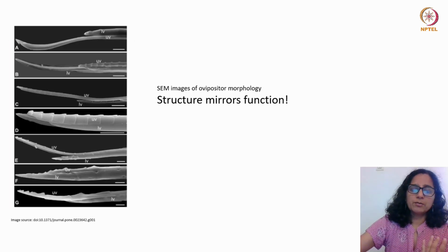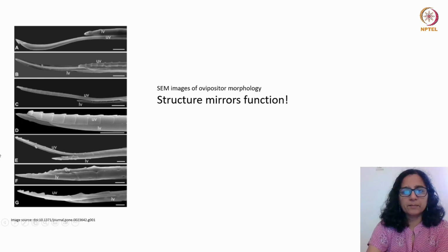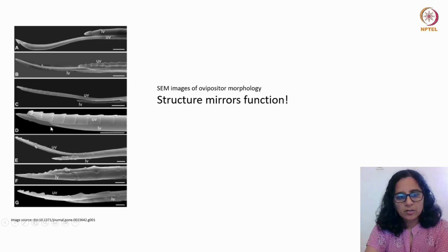But what I wanted to show you is these scanning electron microscope pictures of these ovipositors. These are all pictures of ovipositors. Of course, it's a blown up image here. Don't think that they are this big. The fig wasp itself is a few millimeters long, and the ovipositors are tiny, of course.